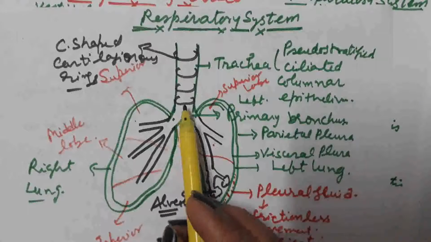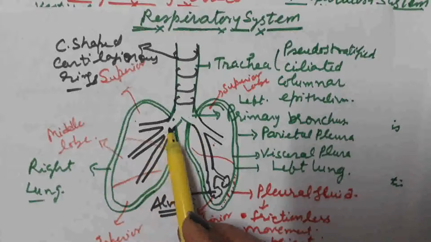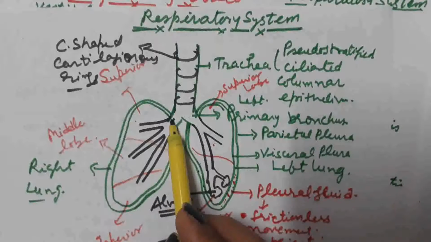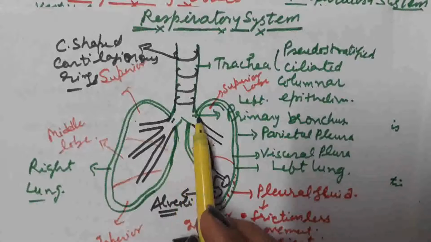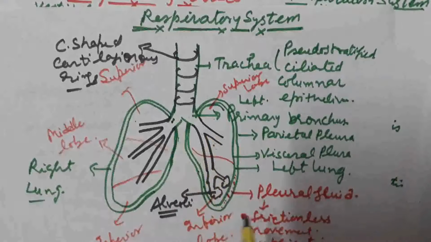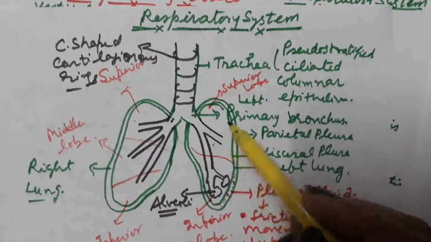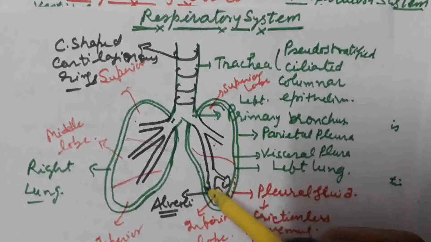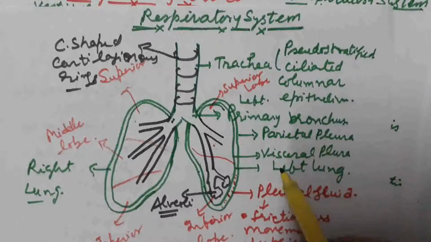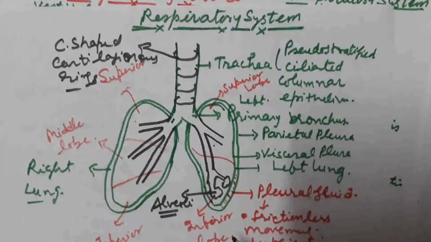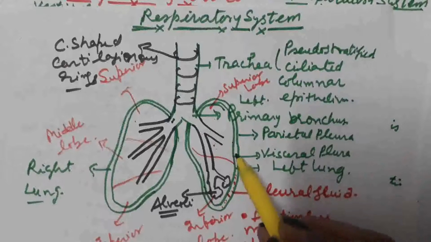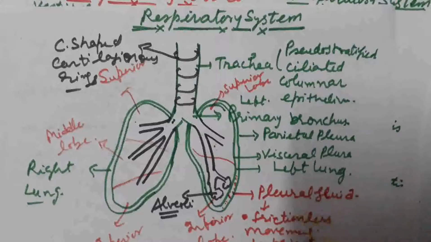In the chest cavity, trachea is divided into two branches. One is the left primary bronchus and the other is the right primary bronchus. Both the primary bronchus enter inside the lungs. Lungs are covered by two pleura. Outer pleura is known as the parietal pleura and inner pleura is known as the visceral pleura. In between these two pleura, there is a cavity which is filled with pleural fluid.